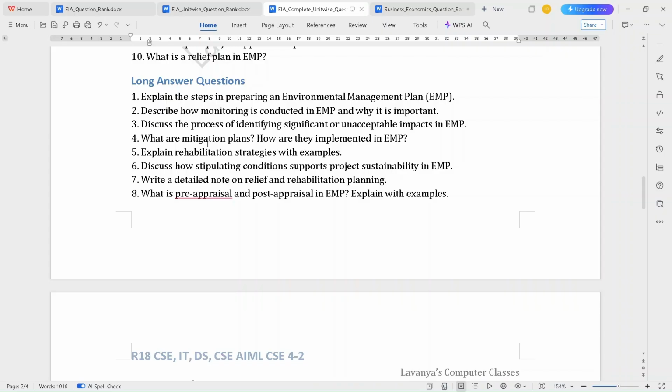What are mitigation plans? How are they implemented in EMP? Explain rehabilitation strategies with examples. Discuss how stipulating conditions supports project sustainability in EMP. Write a detailed note on relief and rehabilitation planning.